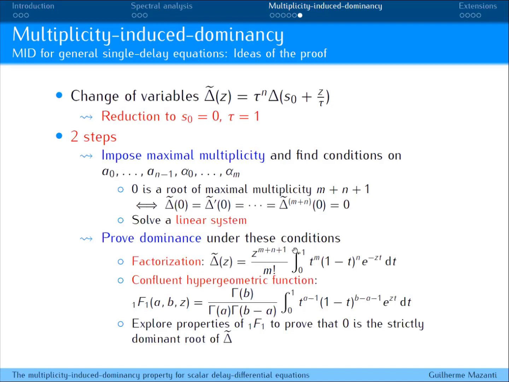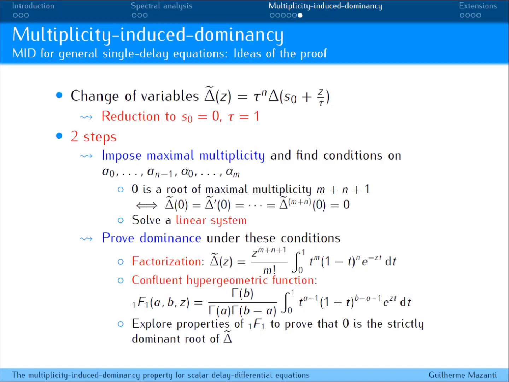So all we have to do is to show that all roots of this have a real part less than 0. And for that, we can exploit some properties of confluent hypergeometric functions to prove that this root is indeed strictly dominant. So essentially, we use some classical techniques developed by Hille in a paper in the 1920s, so essentially one century ago, to show that indeed we have the required property for the roots of these functions.